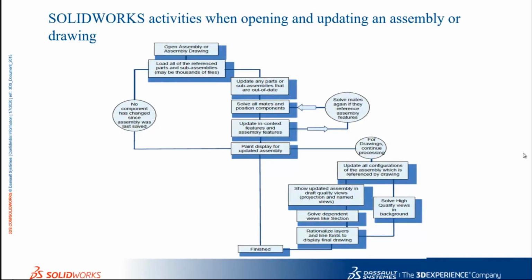Our first part will see what all things happen when you open an assembly or a drawing. We'll go one by one as per the diagram. You can see first you open an assembly or assembly drawing. It loads all the reference parts and sub-assemblies. After that, it updates any part or sub-assembly that is out of date, or maybe we can say it is of a lower version. It updates it, solves all the mates and the position of the components.